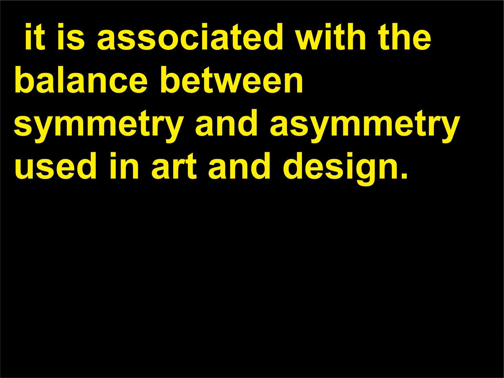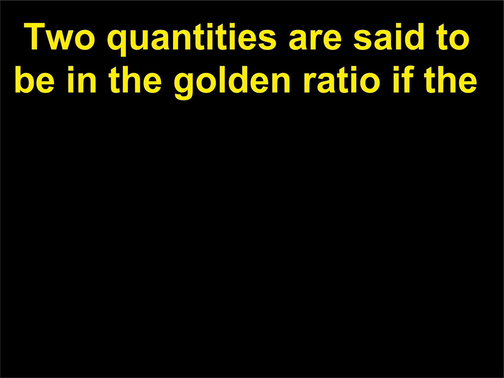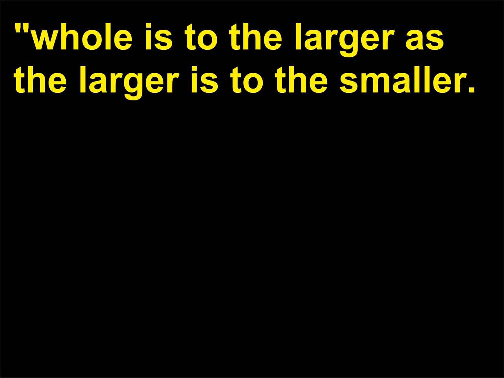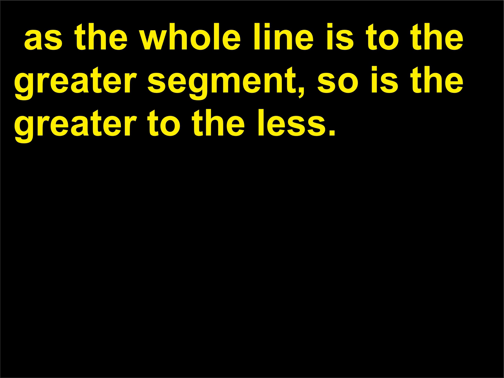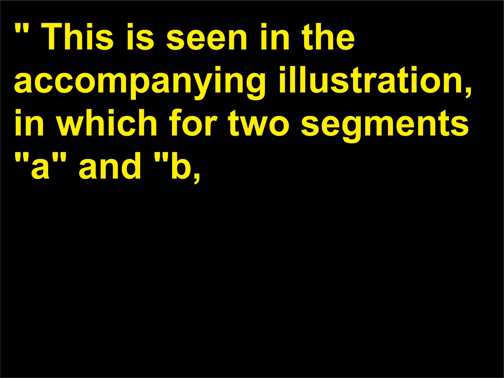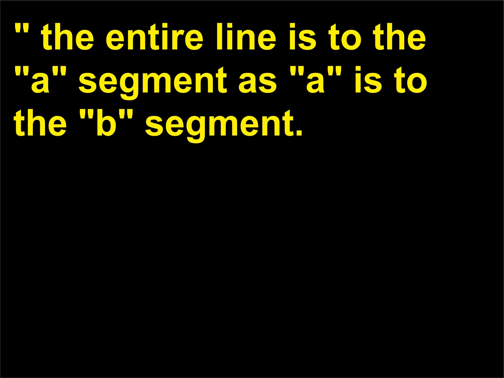Two quantities are said to be in the golden ratio if the whole is to the larger as the larger is to the smaller. Euclid expressed it as, a straight line is said to have been cut in extreme and mean ratio when, as the whole line is to the greater segment, so is the greater to the less. This is seen in the accompanying illustration, in which for two segments A and B, the entire line is to the A segment as A is to the B segment.